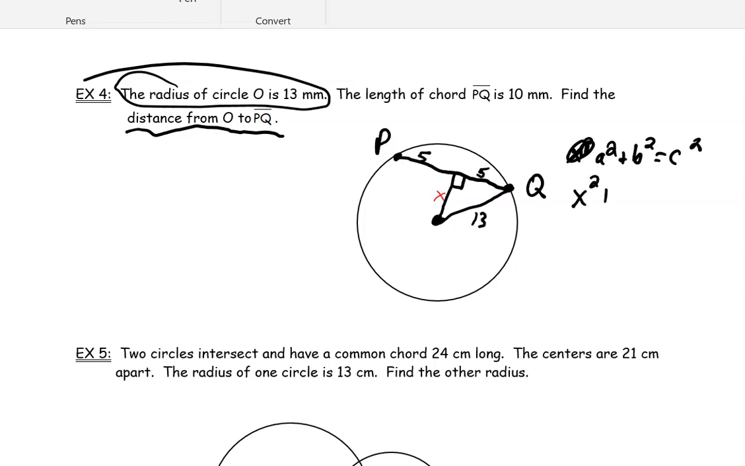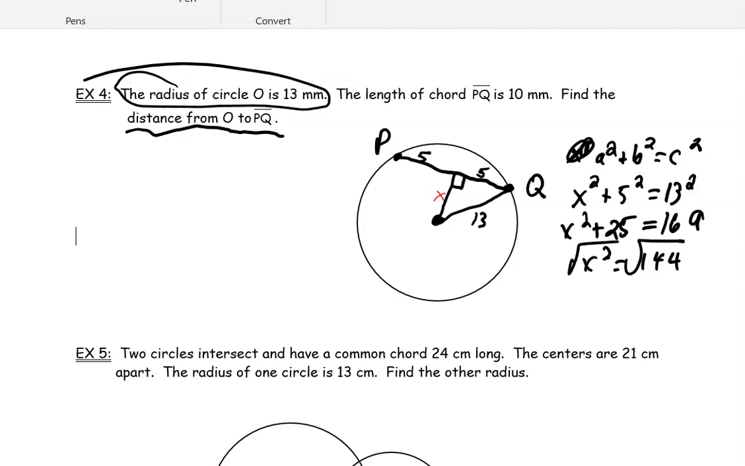For us, that's x squared plus 5 squared equals 13 squared. All right, so 25, 169, subtract that over. We would get 144. Take our square root, and then x would equal 12. All right, and then that's our distance from the center of our circle to the chord.